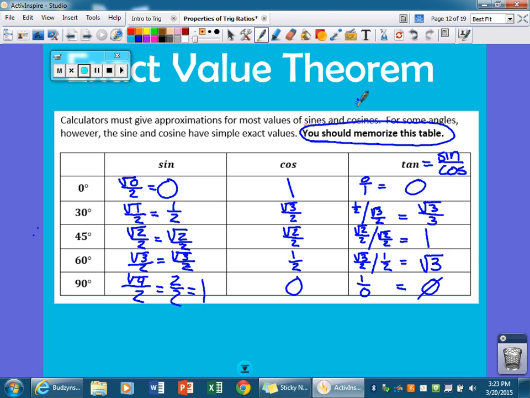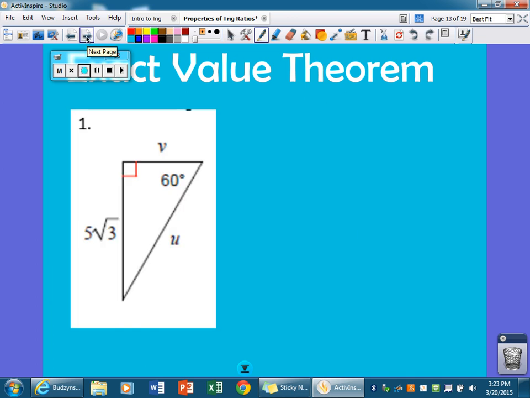And now we're actually going to use this table to answer some questions. So look at the next triangle. First triangle here. All right, again, all these triangles. Now this is a perfect example of a non-calculator problem.